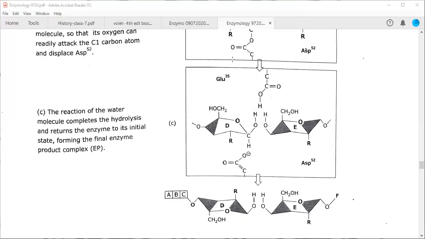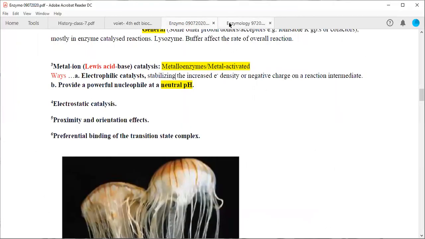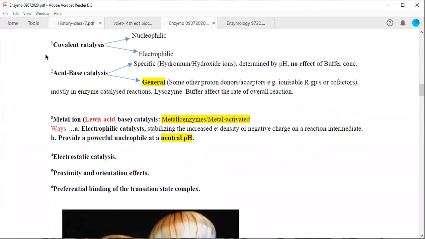Fine, very good. Then we have discussed all three ways of catalysis. One more thing I forgot to tell you: we have discussed covalent catalysis, acid-base catalysis, and metal-ion catalysis also. Metal-ion catalysis is involved in some enzymes, for example kinases and carbonic anhydrase.